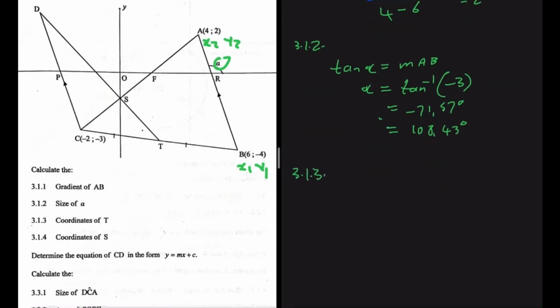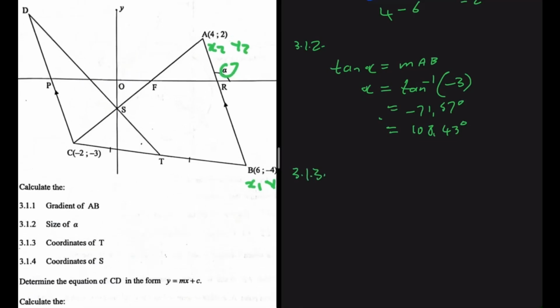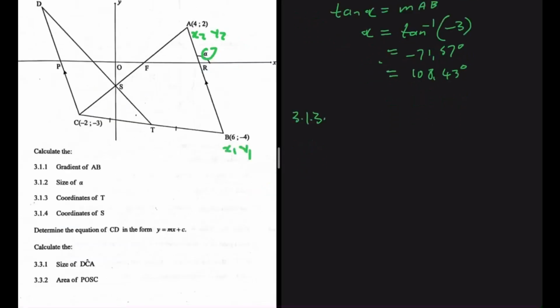And we're moving on to 3.1.3. 3.1.3 says, let's calculate the coordinates of T. We can say that T is the midpoint of CB, because CT is equal to TB, right? So we're going to use the midpoint theorem, so to say. So what are we saying? For T, using the midpoint theorem, we're going to have x2 plus x1 divided by 2, and then for the y coordinate we have y2 plus y1, everything divided by 2, right? Let B have x1 and y1 as the coordinates, and let C have x2 and y2.